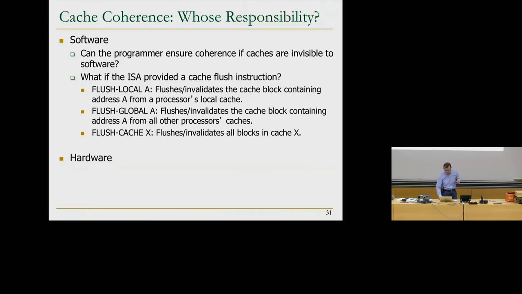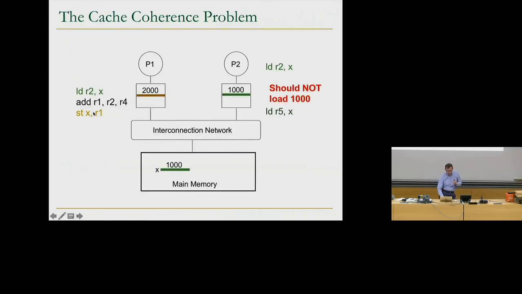Basically, what you could say is, before the programmer does a store, it inserts this flush global instruction. And what that instruction does is it goes through all of the caches and invalidates the block with address X, right? Now that's good. You got rid of all of the other blocks. And then you do the store. Now the problem is, this is not good enough because after you've done flush global and before you do the store, somebody else may have a load inside the memory system that's loading the old value, right? Because you haven't updated the value yet.